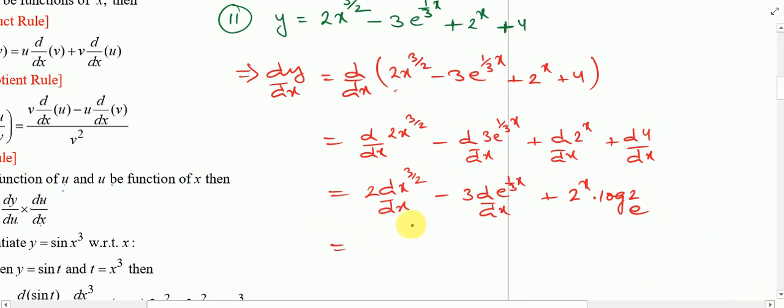And here 2 is there, and you can see x to the power 3 by 2. For this we have to use the formula for x to the power n, which gives you n times x to the power n minus 1. So use this formula. Here you get this into 3 by 2, then x to the power 3 by 2 minus 1. How much will you get? You will get half, and here 3 is there, and e to the power 1 by 3x.